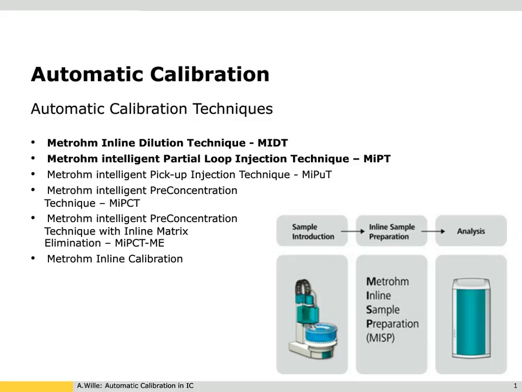Besides that, there's also the pick-up injection technique possible for automatic calibration. It is used if only a very small amount of sample is available. Pre-concentration techniques with or without inline matrix elimination are also possible to use for automatic calibration. Two techniques which are used for nanogram per liter as well as microgram per liter concentration range, and inline calibration, a technique if you have to work with nanogram per liter range.